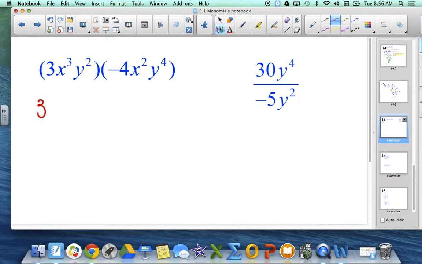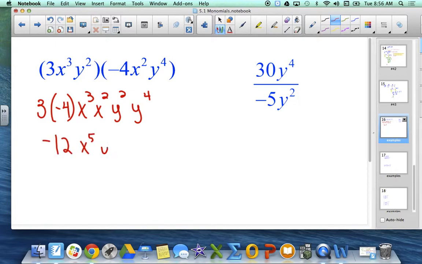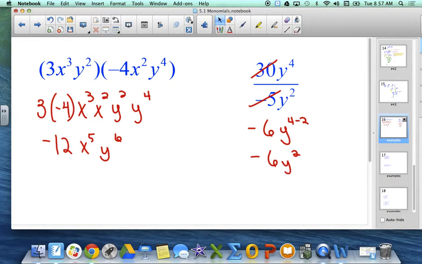Okay, y'all, so we have 3 times negative 4 times x cubed, x to the second, y squared, y to the fourth. So that's negative 12, x to the fifth, y to the sixth. Okay? Everybody okay with that one? How many times does negative 5 go into 30, y'all? Negative 6. And then 4 minus 2 is 2, right? How'd y'all do? All right, I'm going to see if I can stop this thing.